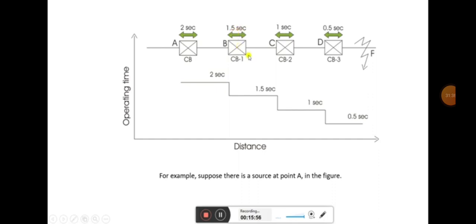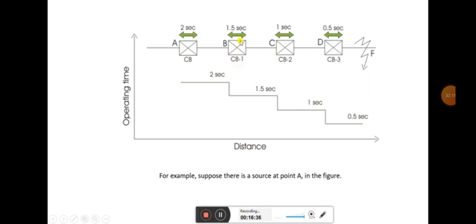So what we can see from this system is that if CB3 operates immediately, it will isolate the faulty section with the minimum time delay, and also only a small length of the line will be isolated, and the rest of the healthy system will carry on supplying the power. But if this does not operate and CB2 also fails to operate, then CB1 will operate.